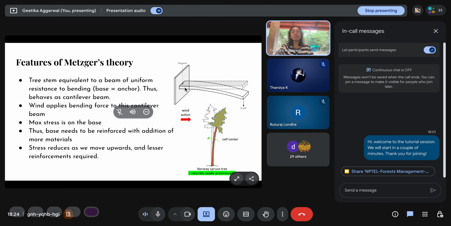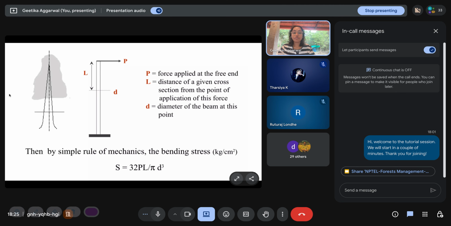Basically, we're just equating the tree to a cantilever beam, and we are saying when we apply force to it, maximum stress comes to the base. And because the composition of the entire beam is uniform, what the tree can do is add more material to the base, make the base broader so that it can handle this stress. Okay, so therefore, the tree has a tapered form. And Metzger actually proved this for a lot of coniferous trees, for a lot of conical shaped trees, but did not really prove it for other forms of trees as much. So that's one of the caveats of this theory.